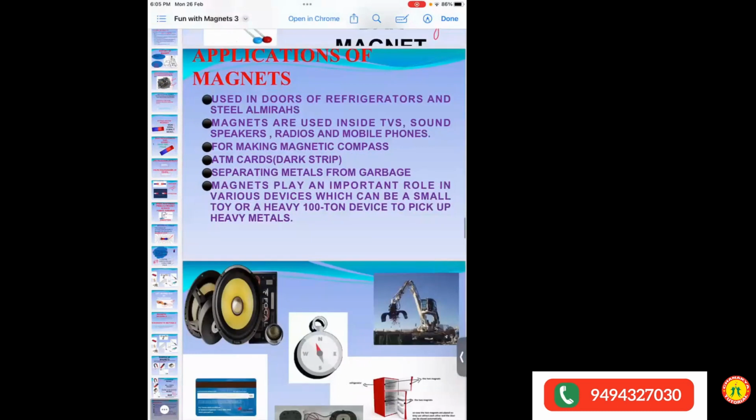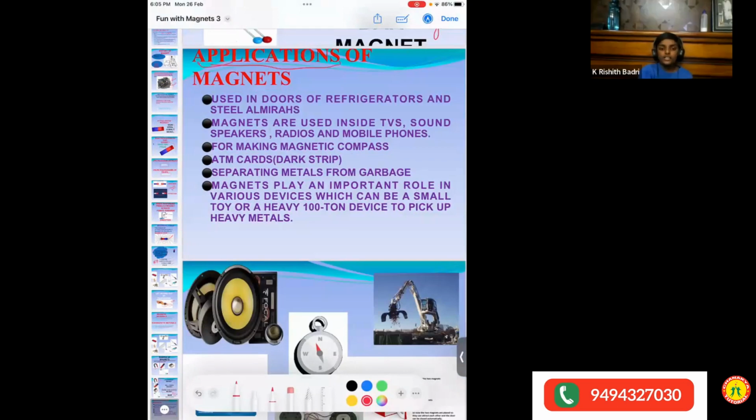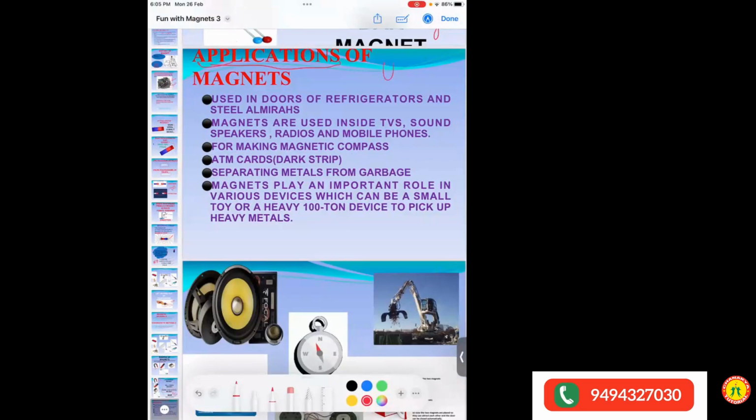Okay, applications. What do you mean by applications? What is the meaning of applications? That means the things in which we use magnets. Okay, so in very simple words, uses. Application means uses. So, uses of magnets. The first one, used in doors of refrigerators and steel almirahs.